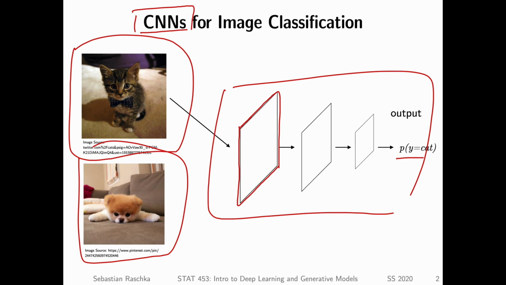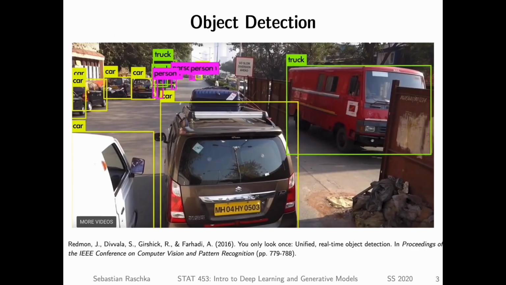It's basically the same thing you've seen before with a multi-layer perceptron, except that we have a different architecture that is just better with images. Another interesting application of convolutional neural networks is object detection, for example. So this is a very popular algorithm called YOLO, You Only Look Once. There are many other methods for object detection.